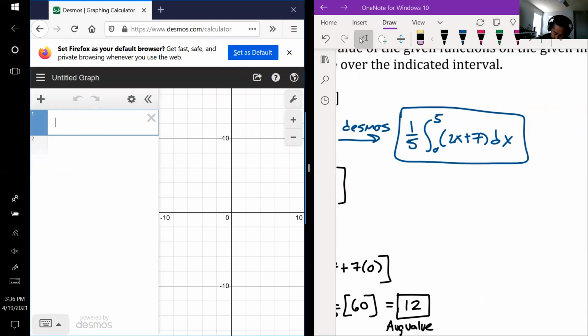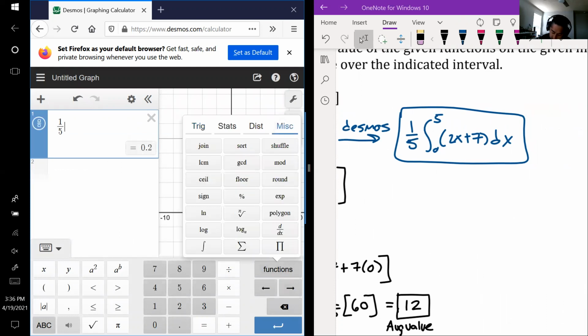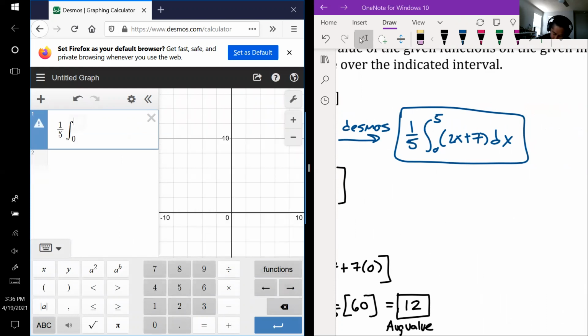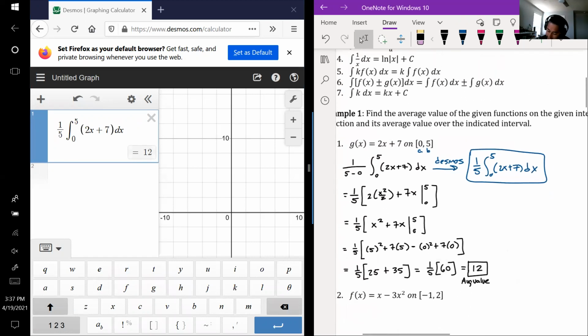So we're going to type in that. I'm going to do 1/5 times the integral from 0 to 5 of 2x plus 7, close that, and then dx. And there we go. We get 12. So that's all we have to type in. So again, for showing your work, at least get to this step. And then you can put the answer that Desmos has in there. So at least get to this step.